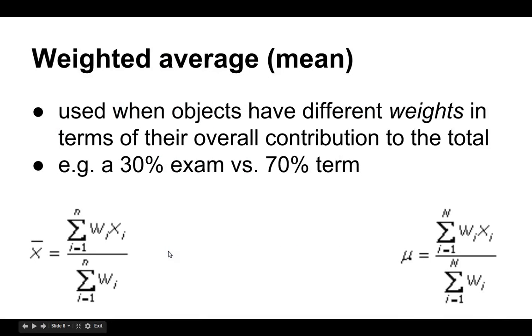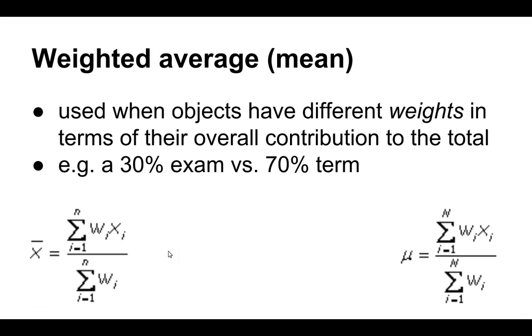So continuing, the weighted average, the weighted arithmetic mean, we use that when we have objects with different weights in terms of their overall contribution to the total. So the classic example is the 30% exam, the 70% term.